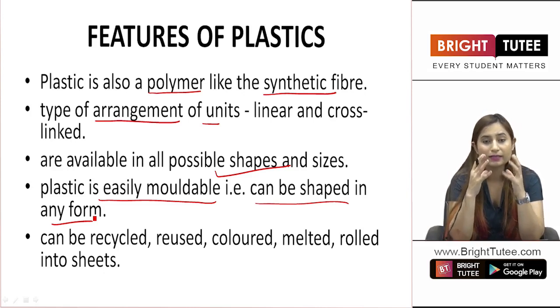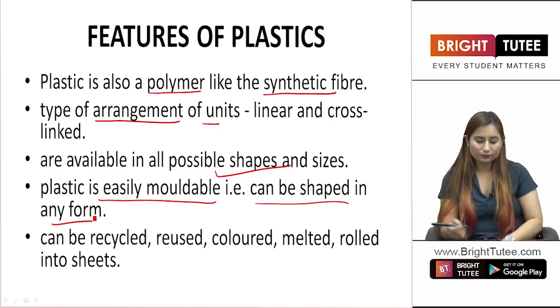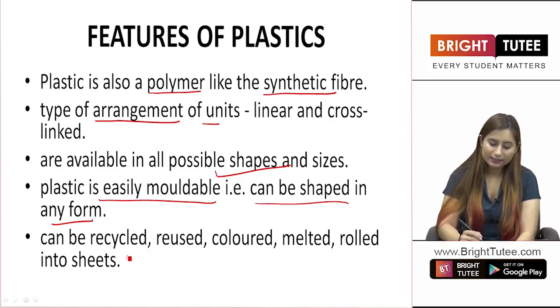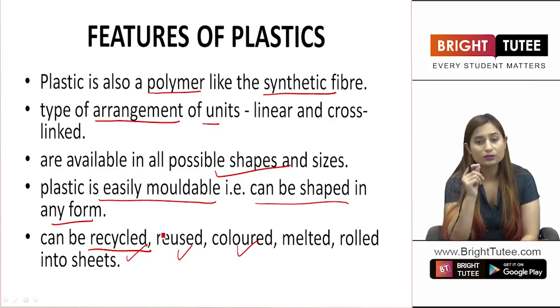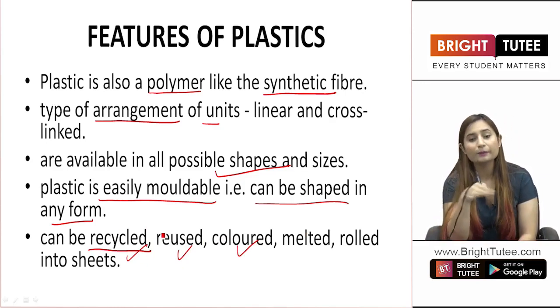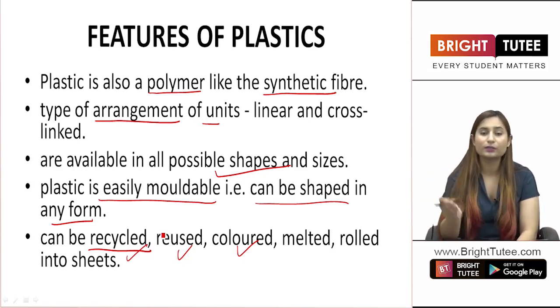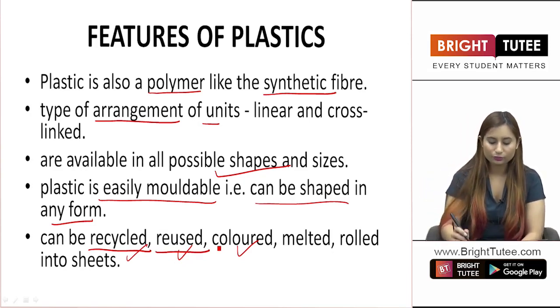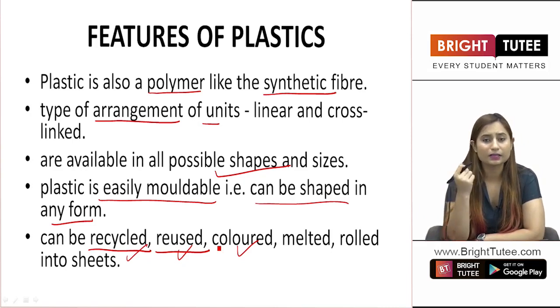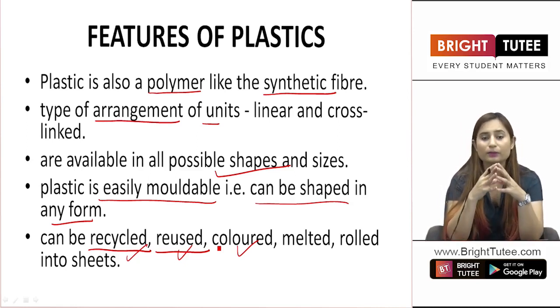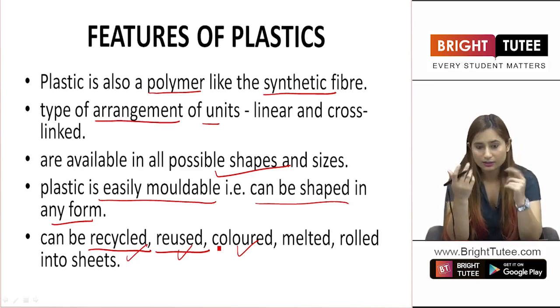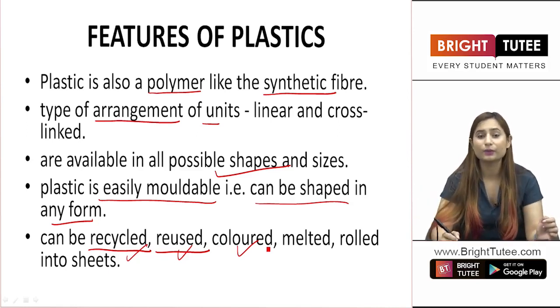It can basically be used to make different objects with different properties. Let us see how. It also can be recycled, reused, colored. Recycled means that once you have used it, it can be recycled to form another product which can be of a different use. Then reused. For example, you have a certain substance which has been used once, but if you clean it or do something else, it can be reused. So plastic is one of those substances which can be reused, right? Because it does not get damaged very easily.